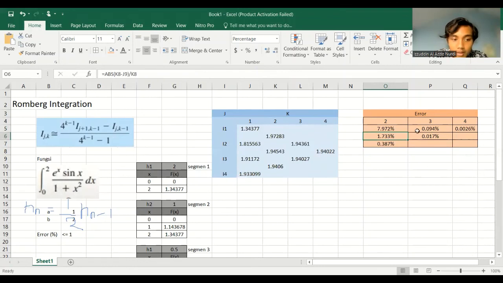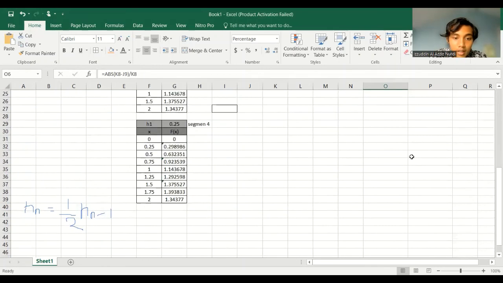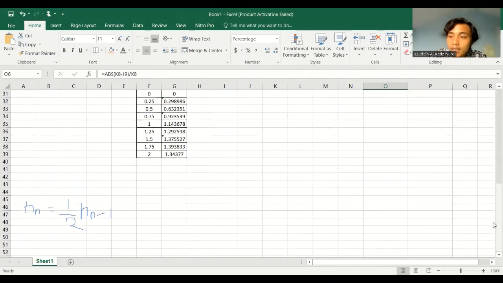And at the end we have the least error. It is actually 0.0026%, the percentage of error of the Romberg integration. And I think that's all from me.